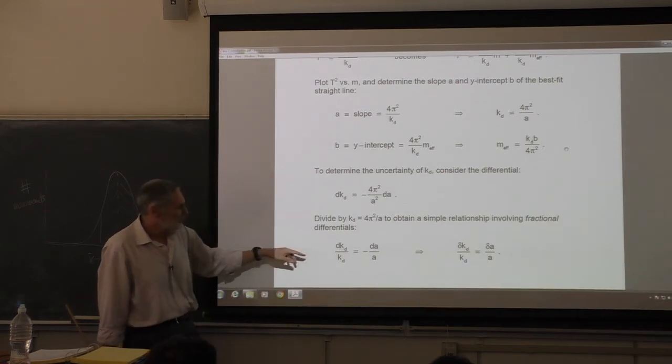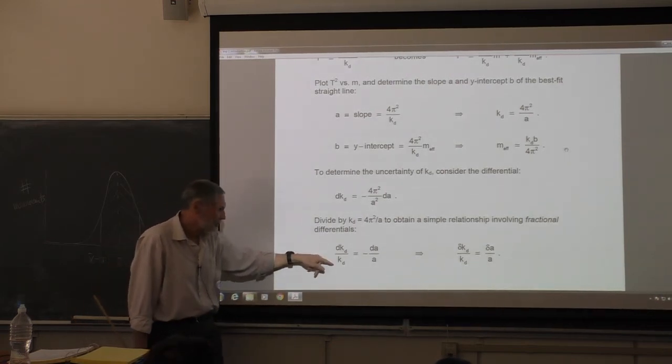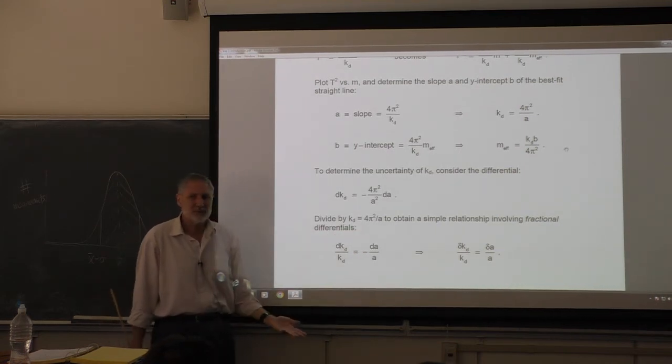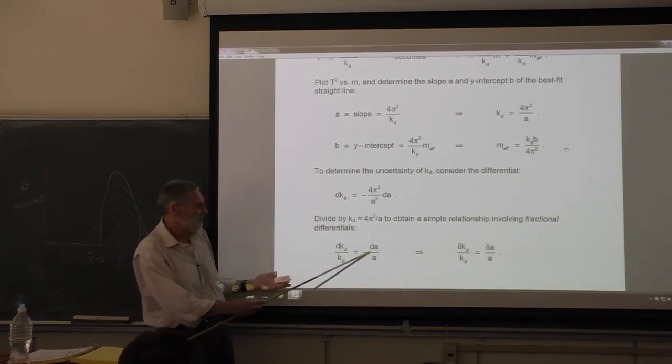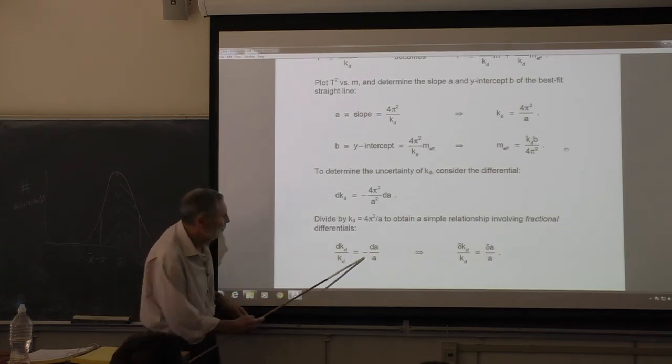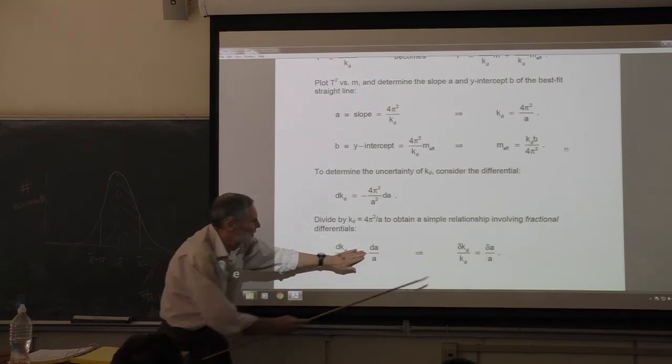It says the fractional differential is minus the fractional differential. For uncertainties, we just care about the absolute values here. We don't care about the fact that it's going in the opposite direction. We just want to know the interval. So in terms of uncertainties, we ignore this sign and we write this.